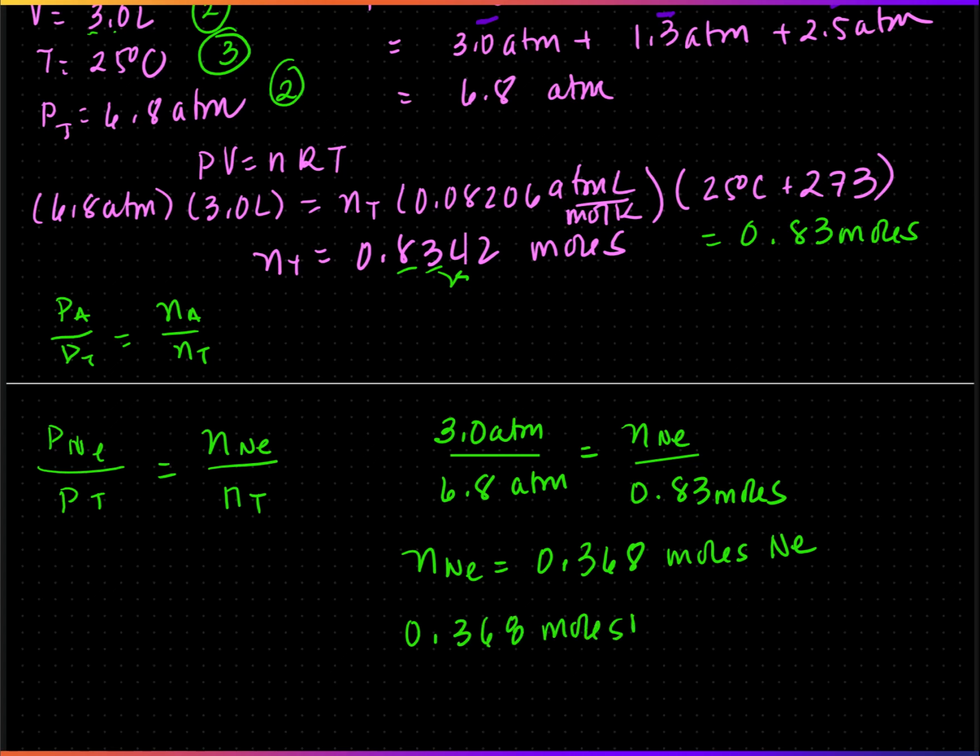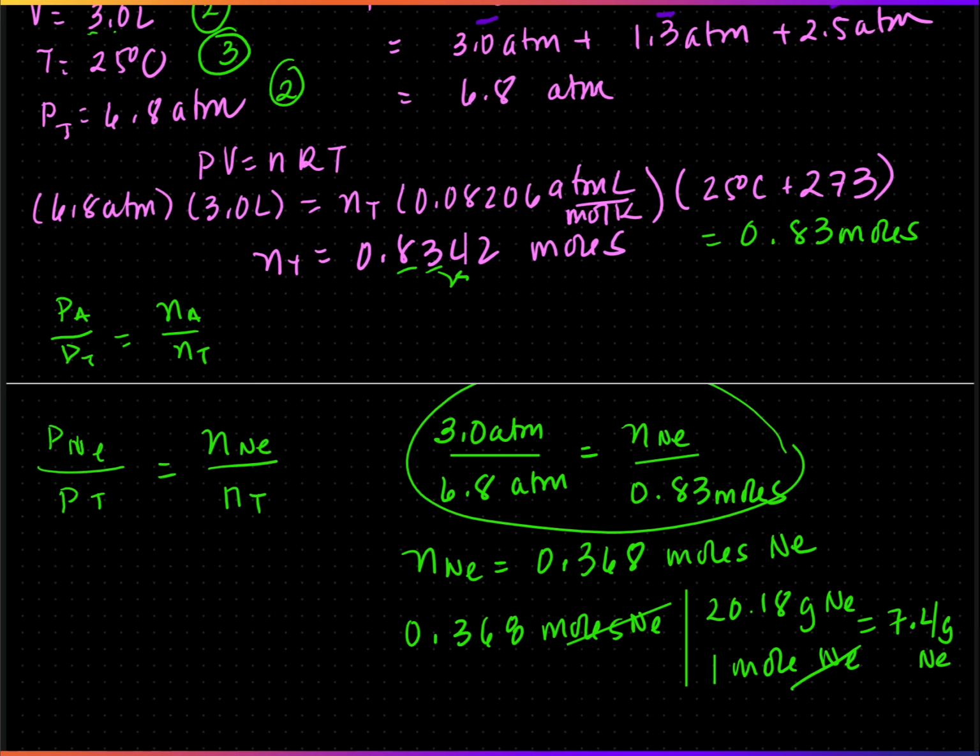Moles of neon times the molar mass. Diagonal units have to cancel out. 1 mole is equal to approximately 20.18 grams of neon. So multiply the top, and you get 7.4 grams of neon. And there's 2 sig figs, as up here there was 2.